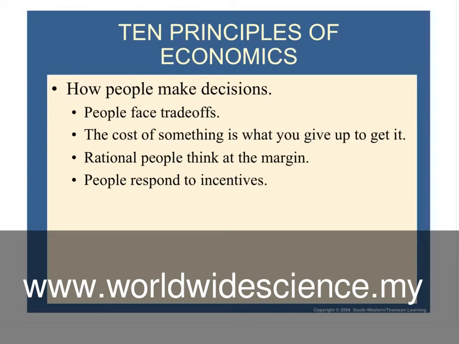So now we come to the major question: how people make decisions. People face trade-offs. The cost of something is what you give up to get it, and rational people think at the margin and respond to incentives. Here we are going to discuss another concept, called trade-offs. When we are making decisions, we are supposed to make trade-offs. So if you want to get something, you have to give up something else.